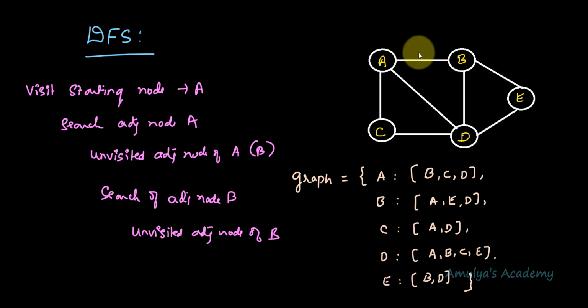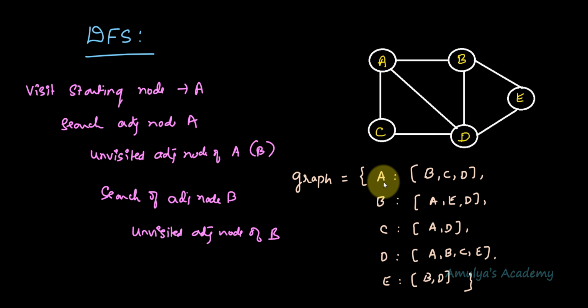Next, what I need to do? I need to search adjacent nodes of A, right? Now, from where we will get the adjacent nodes of A? Here you can see in the dictionary, value of every key is nothing but the list of adjacent nodes of that node, right? Here A is adjacent to B, C, D. These are the adjacent nodes of A. After visiting A, if I want to get the adjacent nodes, what I need to do? I need to get the value of key A. How to access the value of a key in dictionary?